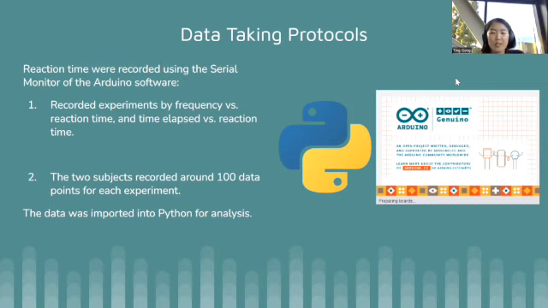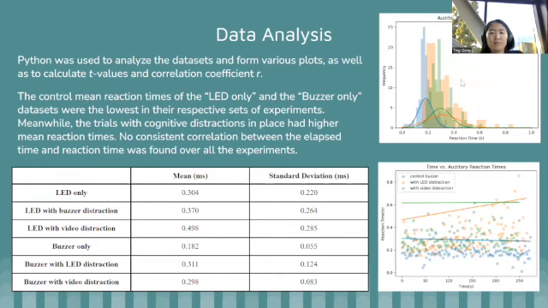We then imported these data sets into Python, where we graphed the data, found the mean and standard deviations, as well as other measurements. We will then analyze the data further in the following slides. So for data analysis, we use Python to analyze the datasets and form various plots and tables, as we can see on the slides. And we also use Python to calculate t-values and the correlation coefficient R.